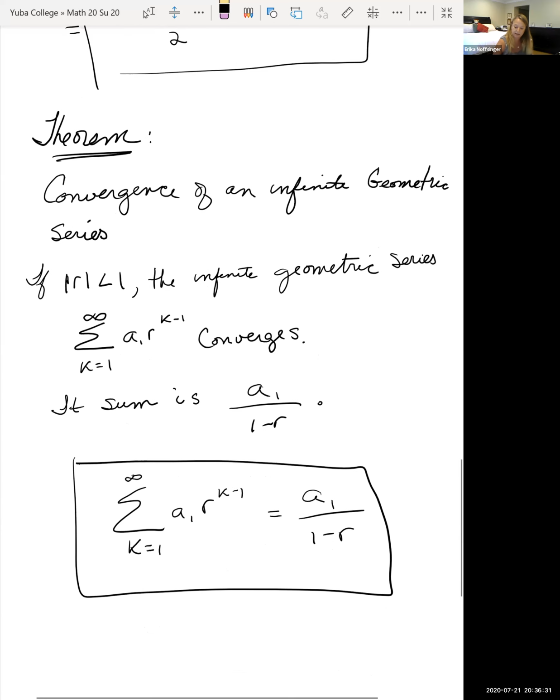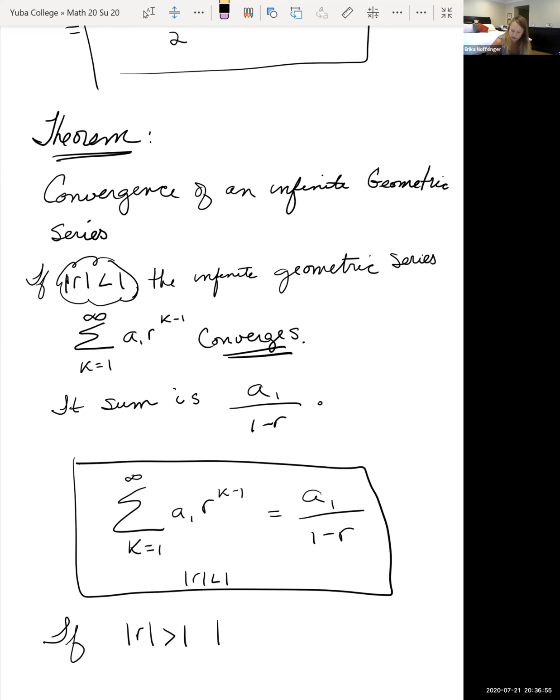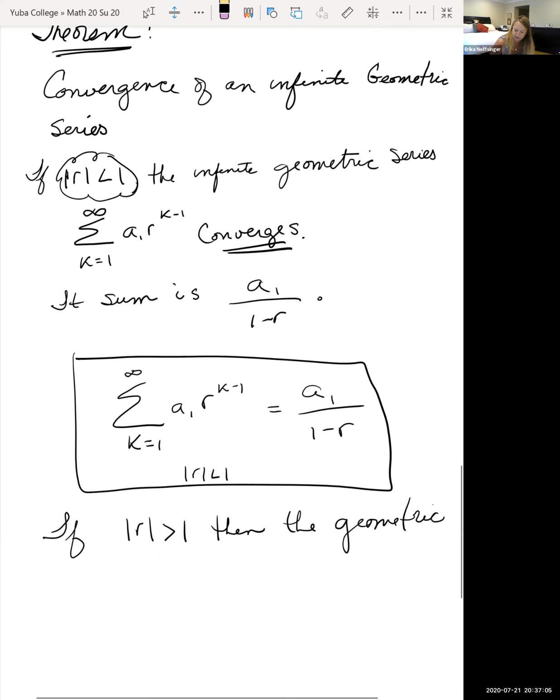Okay, this has a condition that the absolute value of r again has to be less than 1. It diverges if that does not hold. Then the geometric series diverges.